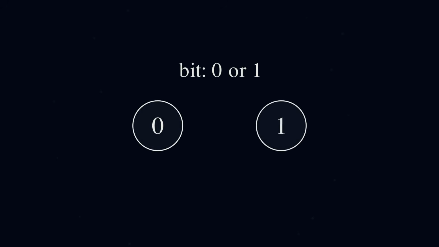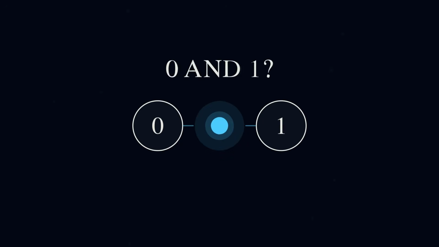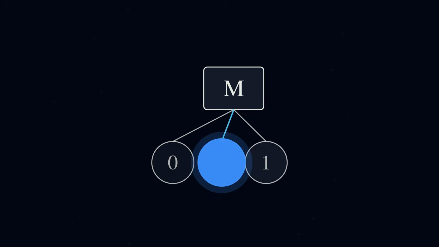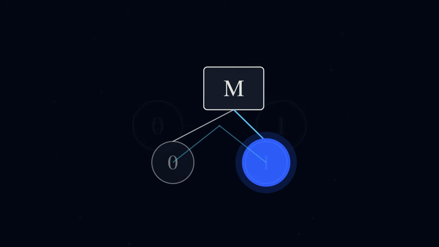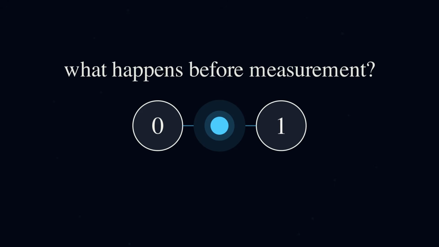You have probably heard the usual explanation. A normal bit is 0 or 1. A qubit is often described as 0 and 1 at the same time, but that is not the useful explanation, because when you measure a qubit, you still get one result, 0 or 1, not both. So the important part is not what you see after measurement, it is what was there before.